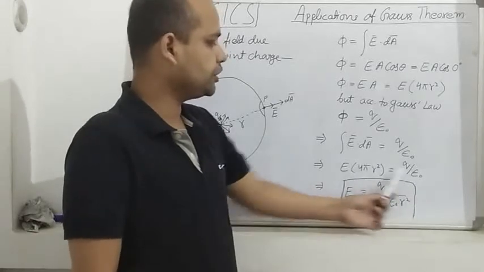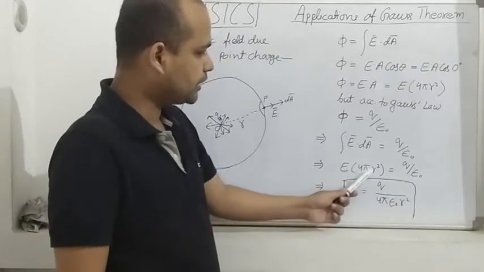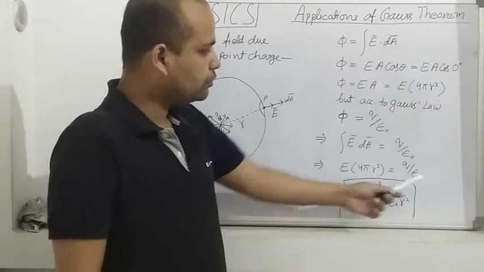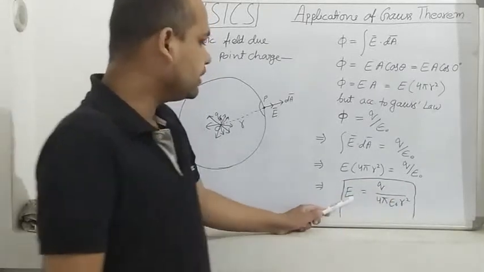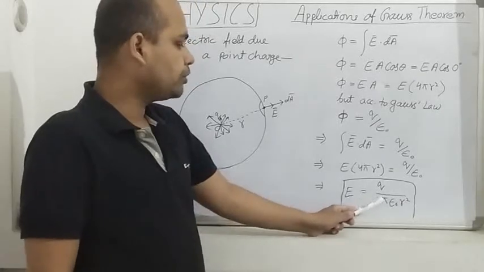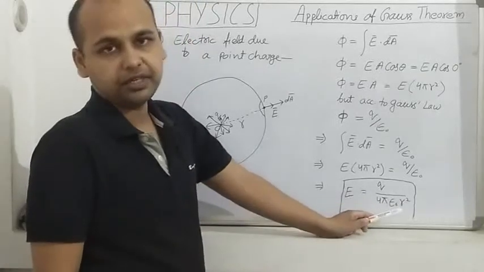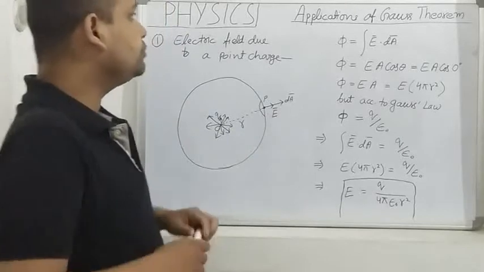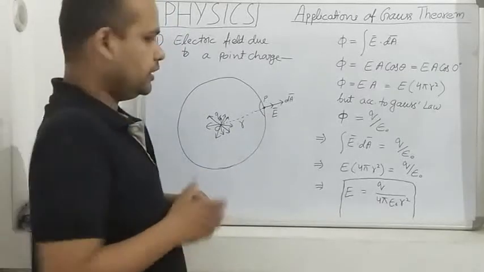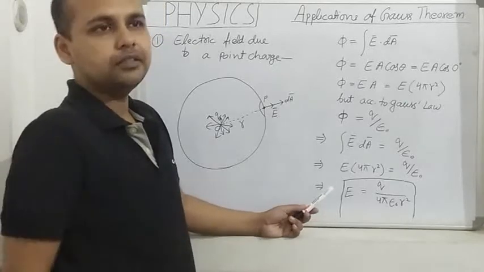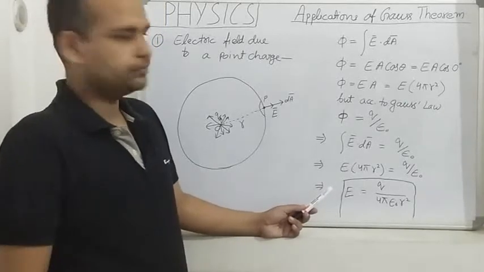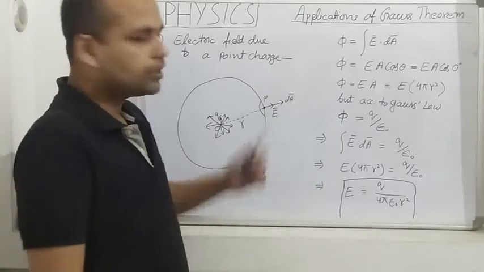From this equation, what will happen? 4 pi r square will go on the other side at the denominator place. So we'll get E is equal to Q upon 4 pi epsilon naught r square. This is how we used to apply Gauss theorem, and we used to find the electric field at any point due to a source charge. Okay, this is how we apply Gauss theorem.